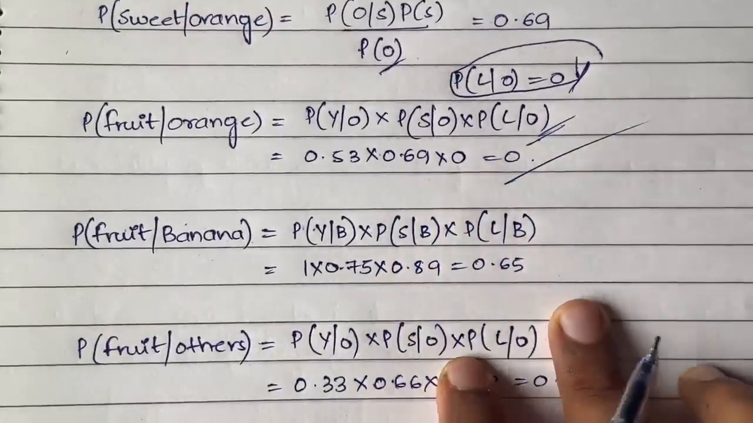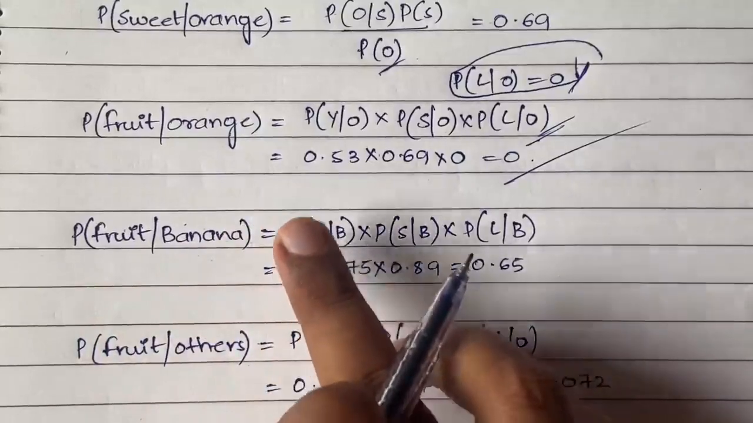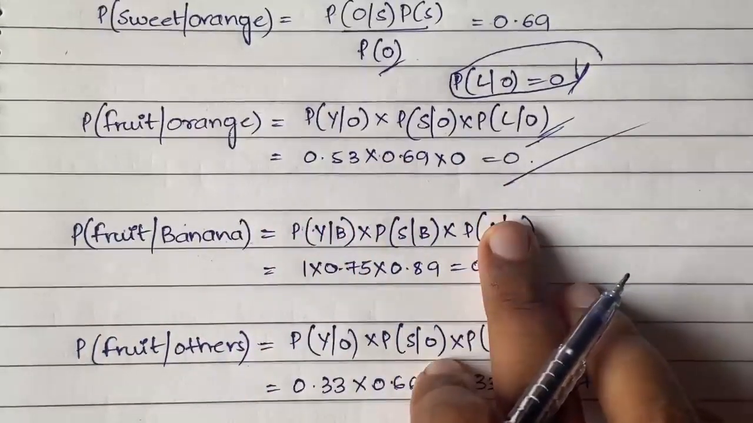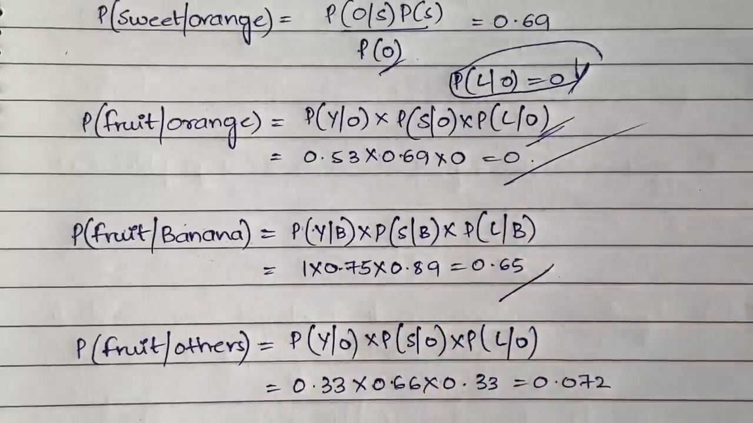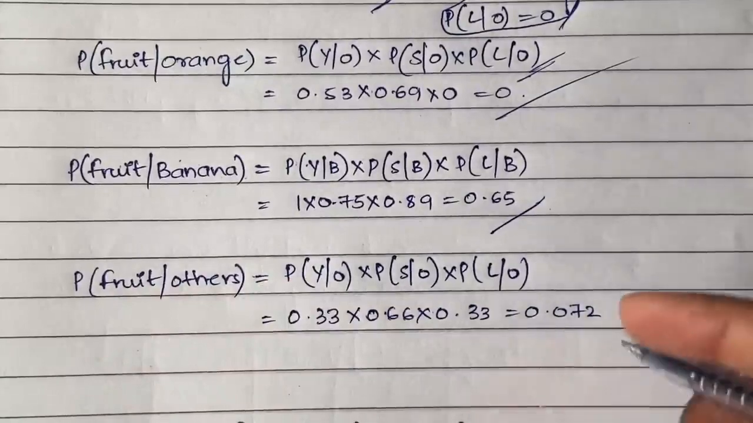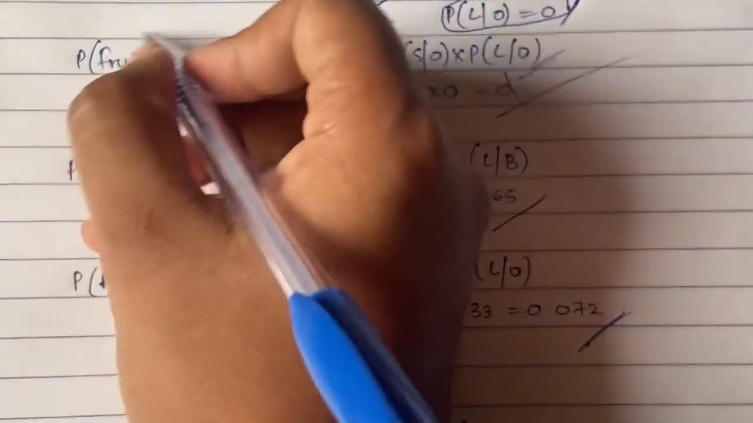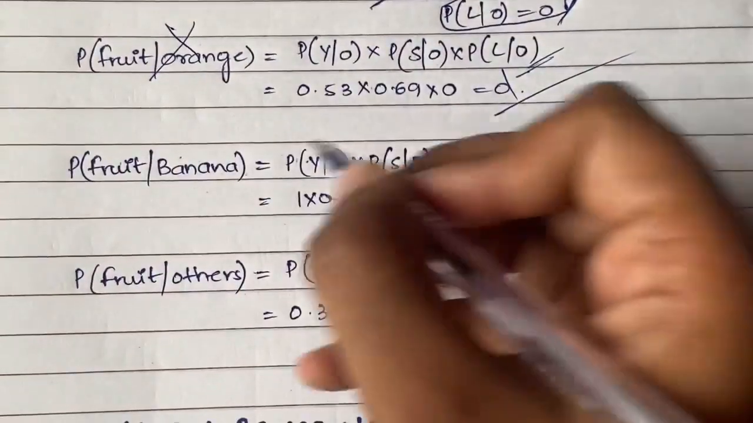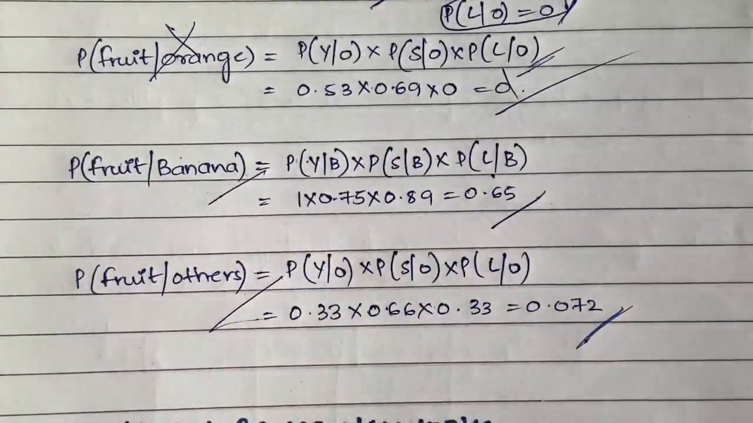Even for banana also, fruit being a banana, right? So probability of yellow by banana, probability of sweet, and probability of long. So like that you need to find out, and you get here as 0.65, right? And next you need to do it for others also, then you will be getting it as 0.072. Now 0 is eliminated, so fruit of orange is eliminated. You need to check whether fruit of banana or fruit of others, which is most probable, which is most closely matching to the condition given.